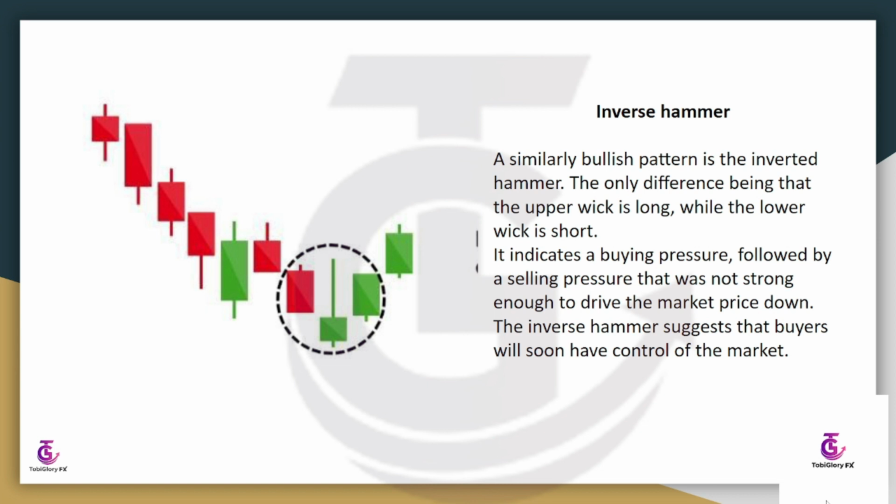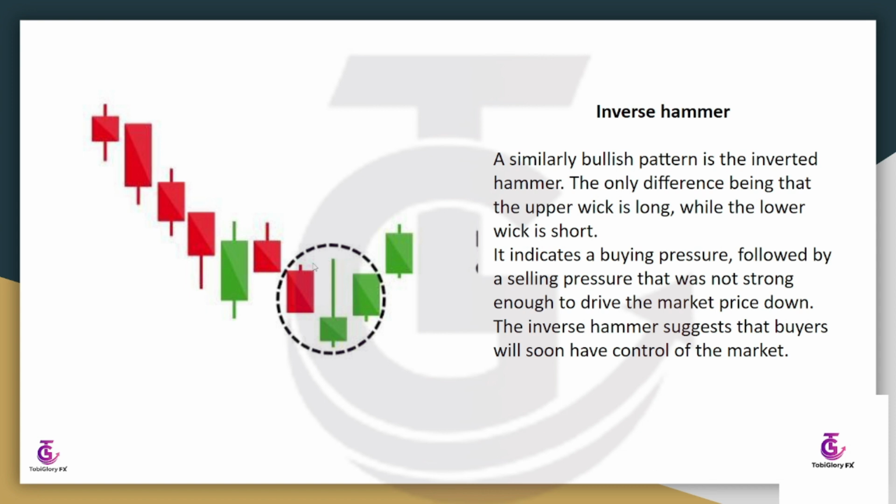It is a bullish pattern. The only difference being that the upper wick is long while the lower wick is short. It indicates a buying pressure, followed by a selling pressure that was not strong enough to drive the market price down.